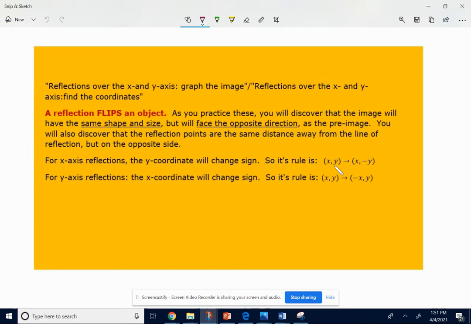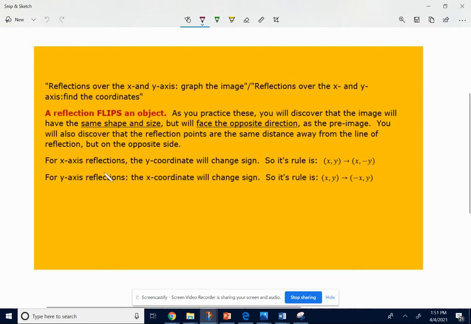Okay, you will discover that the image will have the same size and shape, but face the opposite direction as the pre-image. Also the reflection points will be the same distance away from the line of reflection, but on the opposite side. Okay, and I'll show you all this in a minute.